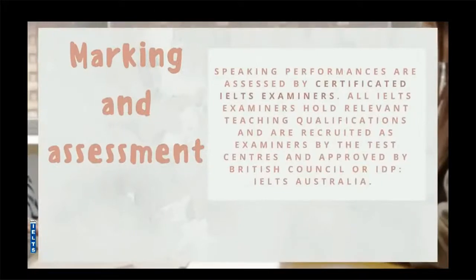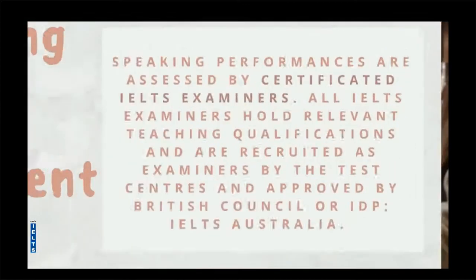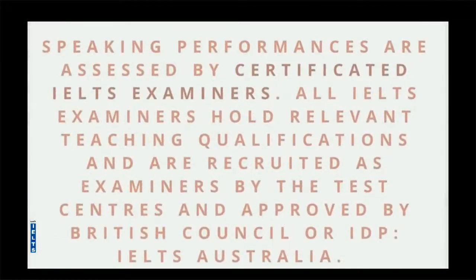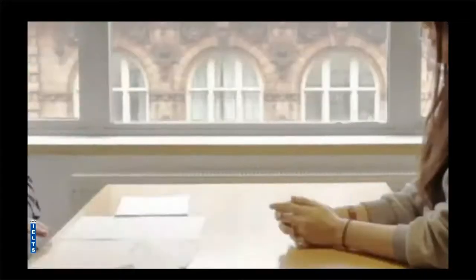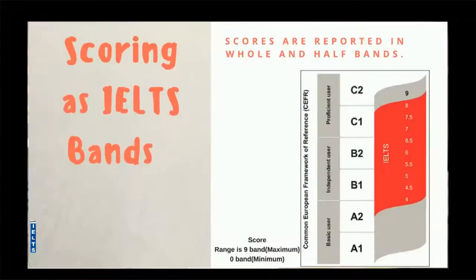Marking and assessment of the IELTS. The IELTS 9-band scoring system is used to measure and report scores in a consistent manner. Examiners are trained in line with globally agreed standards to ensure consistency in the quality of their assessment. Scores are reported in whole and half bands. Score range is 9 maximum to 0 minimum.